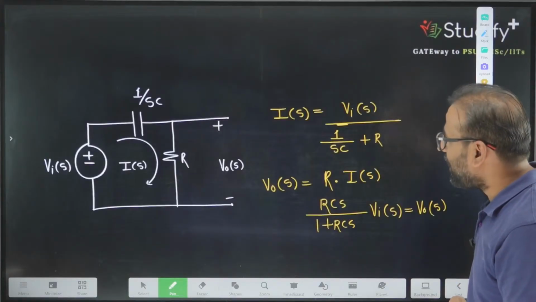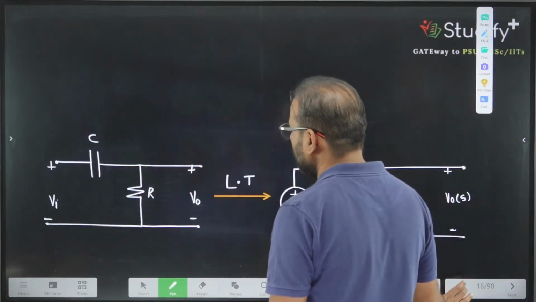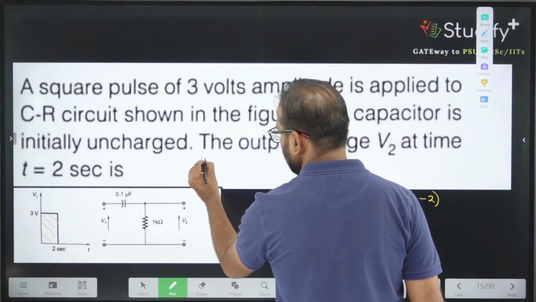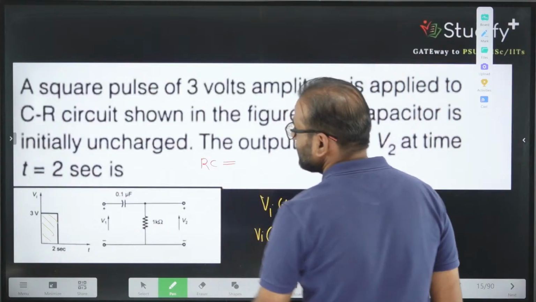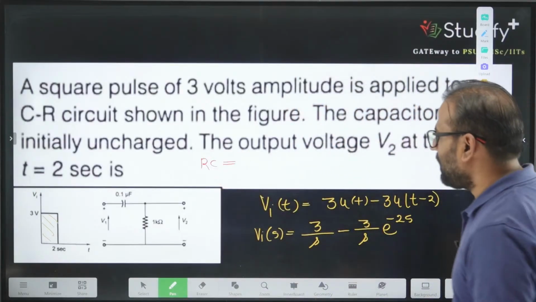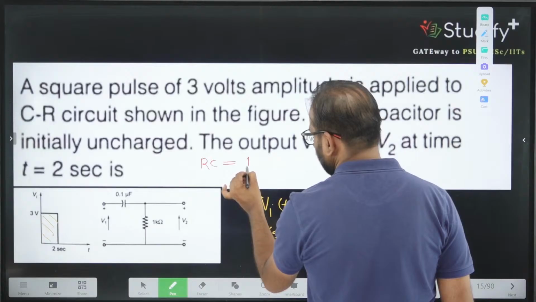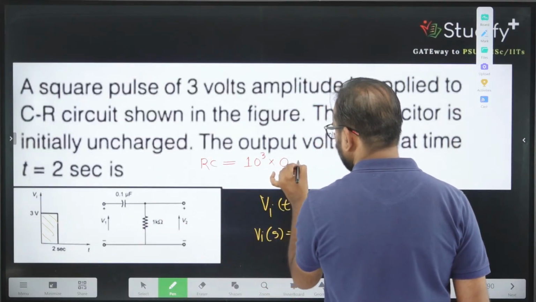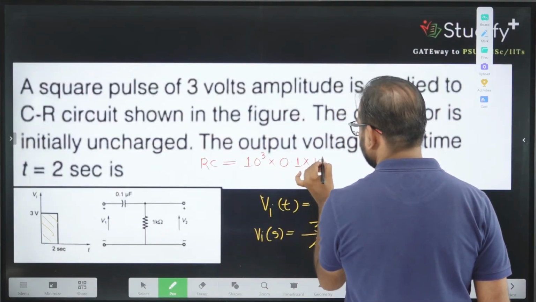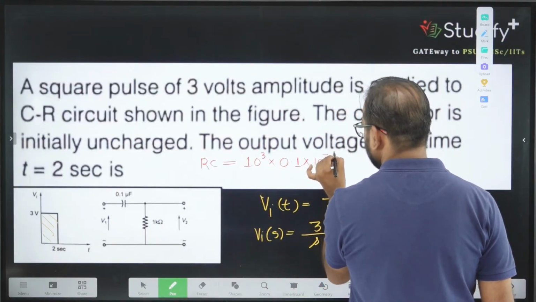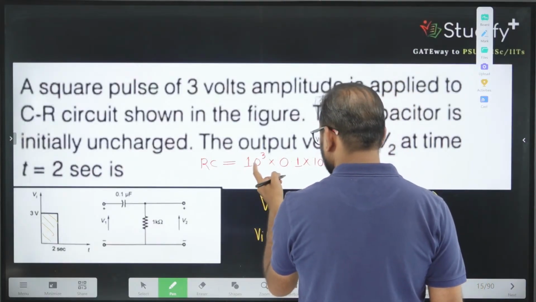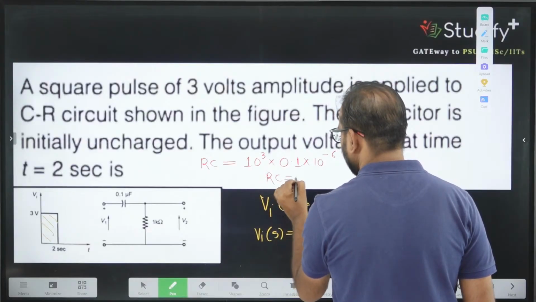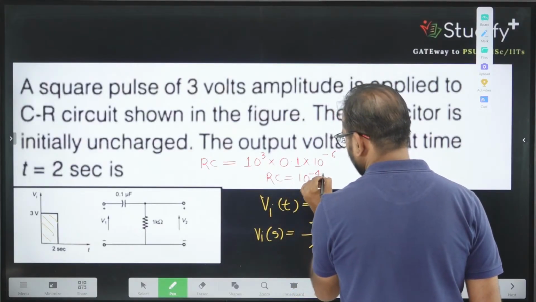Now we know the value of RC. What is the value of RC? The RC product is given in the question. What will the value of the RC product be? R equals 1 kilo ohm, and 1 kilo ohm is nothing but 10 raised to the power 3, and 0.1 farad. So 0.1 into 10 raised to the power minus 6. So this is 10 raised to the power minus 4. The value of RC is 10 raised to the power minus 4.